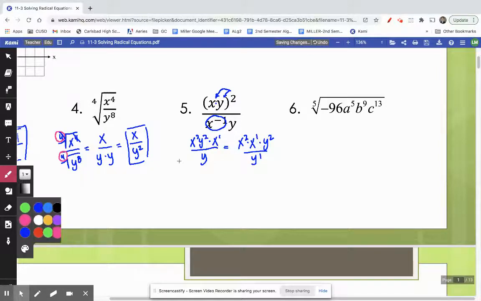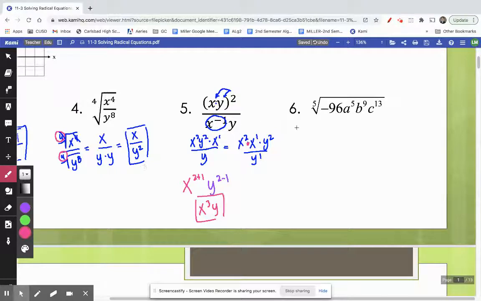I am multiplying x's. So when you're multiplying the same base, you keep the base, add the exponents. And then I'm dividing y's here. So that rule says keep the base, subtract the exponents. So I'm just going to end up with x to the third, y to the first is my answer.